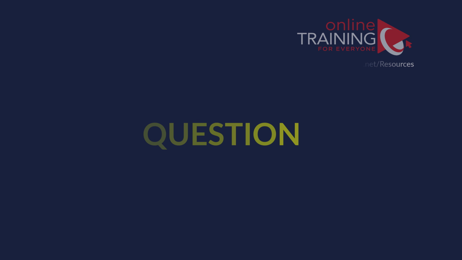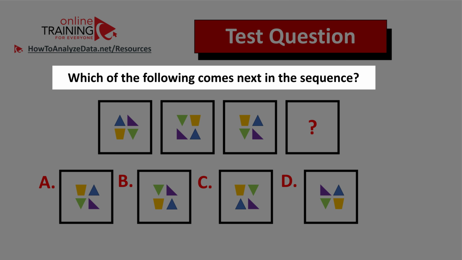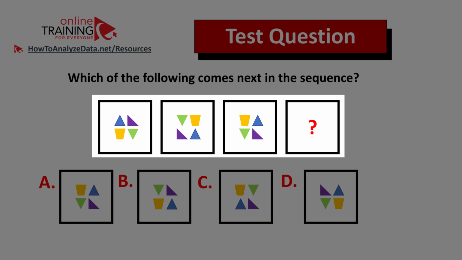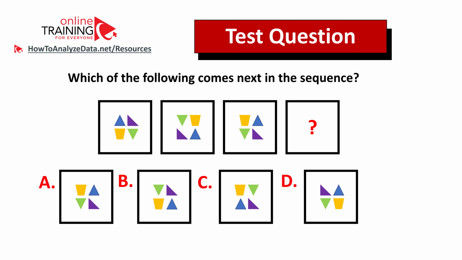Here's a tricky question to test your pattern recognition skills. Which of the following comes next in the sequence? You're presented with a sequence of 5 squares. Each square has smaller shapes inside. The 4th square is unknown, and you need to identify it from the 4 possible choices: A, B, C, and D. Do you see the answer? It's not obvious. Give yourself 10 to 15 seconds to see if you can recognize the answer.